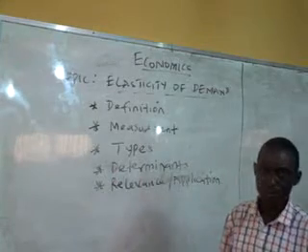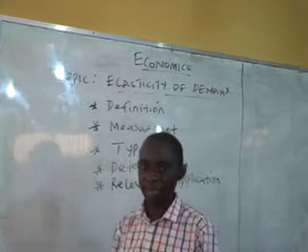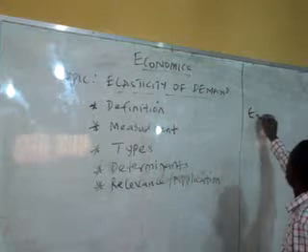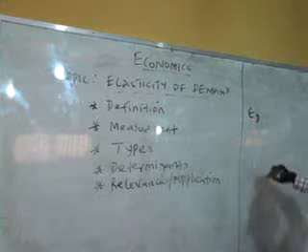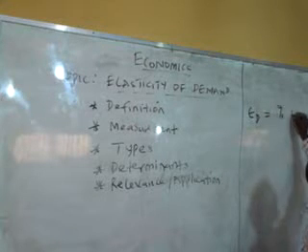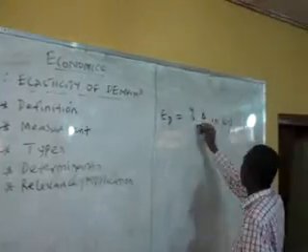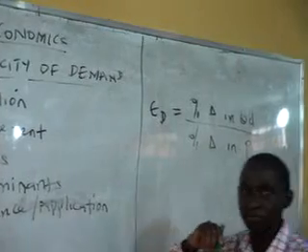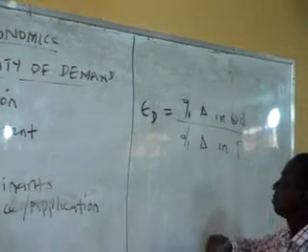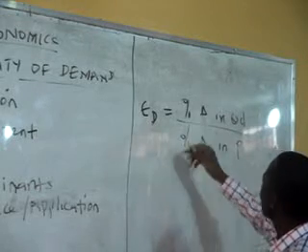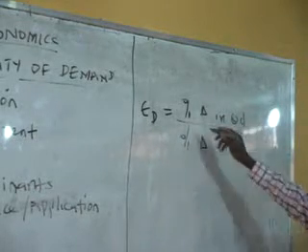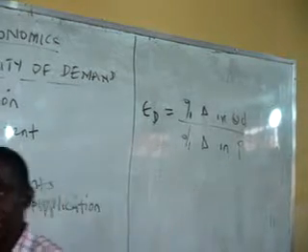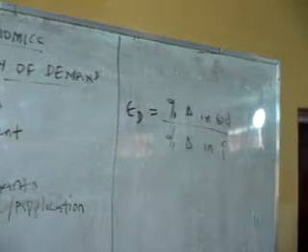So now I'm going to give you the formula for calculating price elasticity of demand. ED, which stands for elasticity of demand, is equal to percentage change in quantity demanded over percentage change in price. Elasticity of demand, or you can simply write E or ED, is equal to percentage change in quantity demanded all over percentage change in price. In an examination, you can be asked to calculate elasticity of demand.